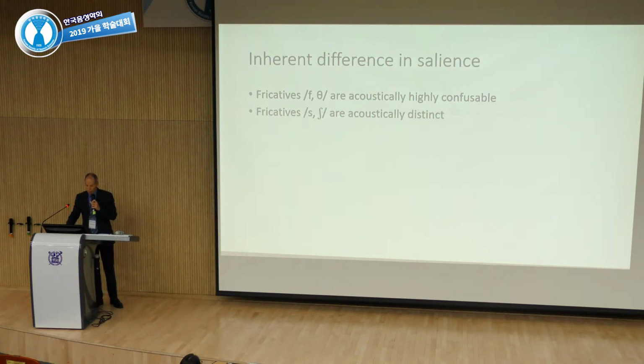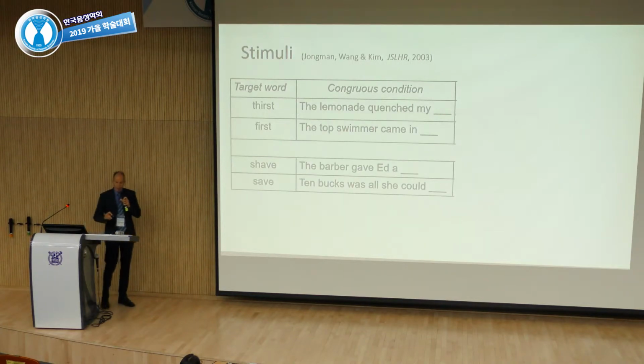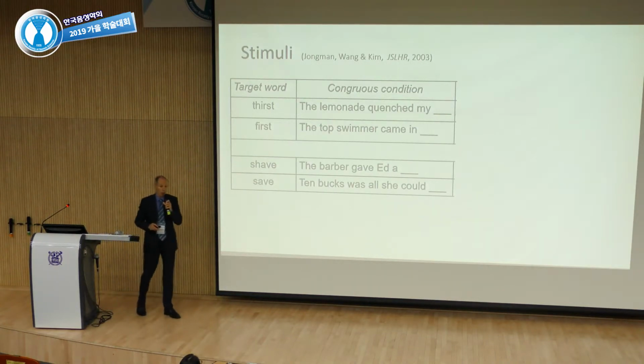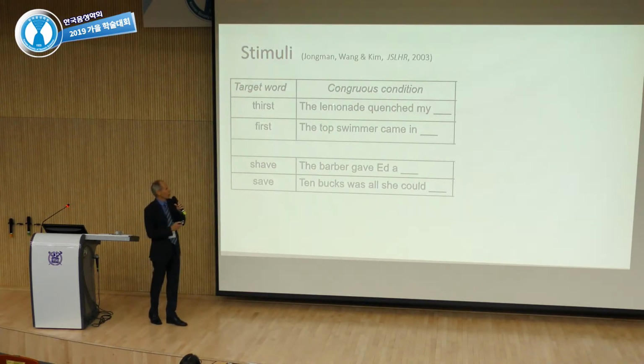So what we did was we came up with minimal fricative word pairs, so something like thirst and first, or something like shave and save. We created congruent and incongruent sentence conditions.